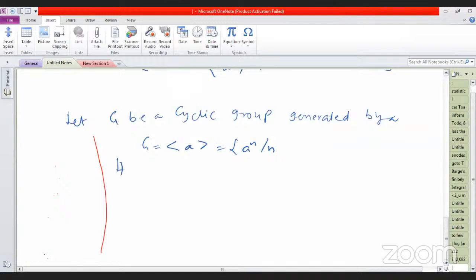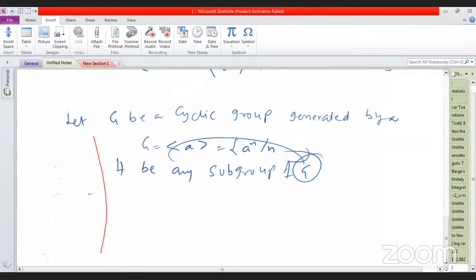So we can take that H is any subgroup of G. Now every element of H is an element of G, hence an integer power of A. So every element of H is A power n for some integer n. We have already said n is an integer. Do you understand? Hello?